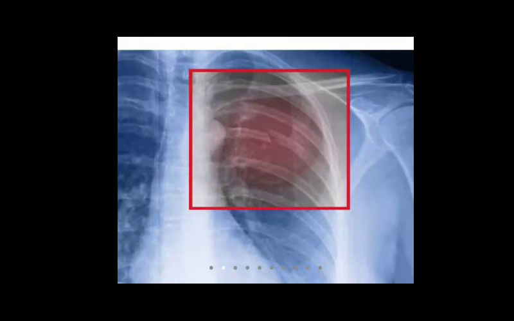Accumulation of air in the pleural space. Yes, it is the abnormal accumulation of air in the pleural space. That is called pneumothorax. What is hemothorax? What is pyothorax?